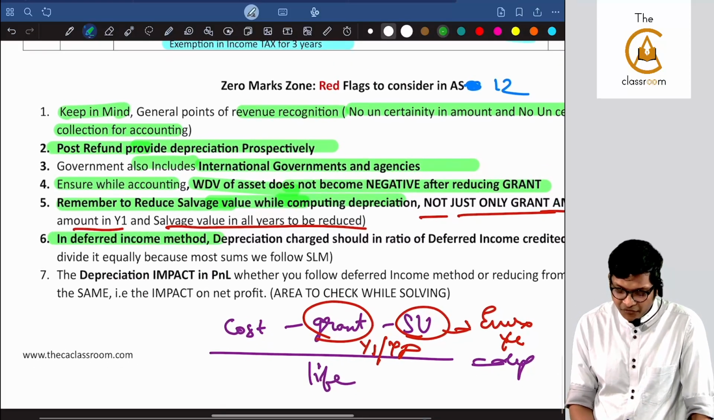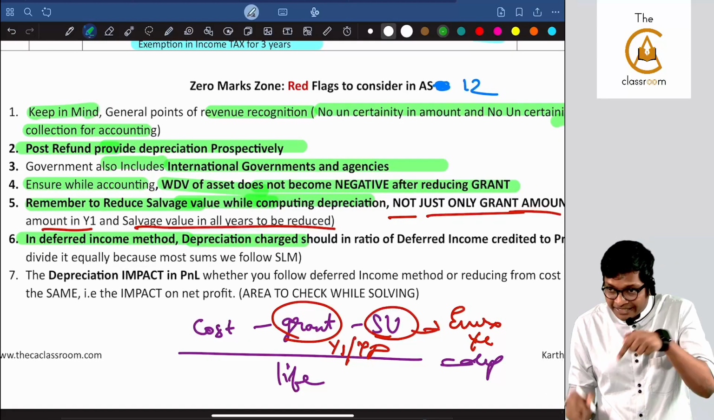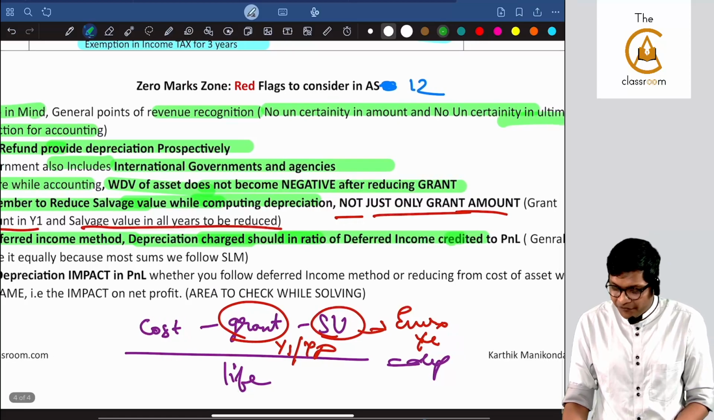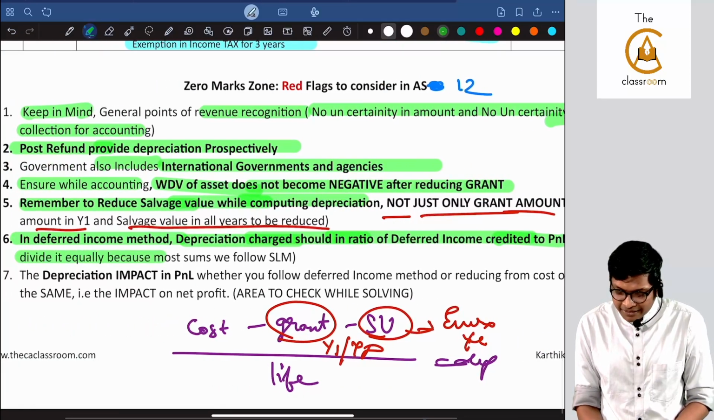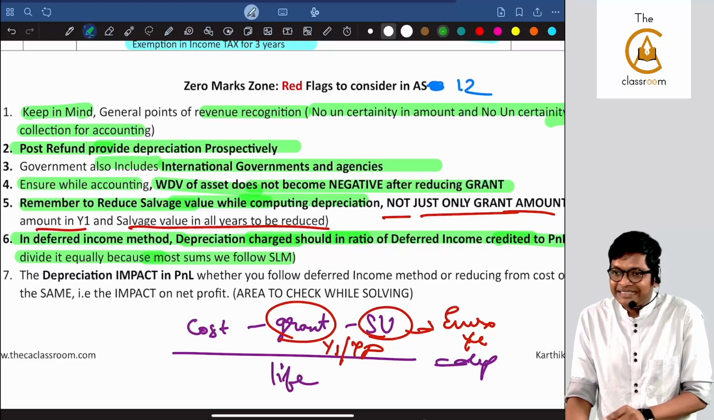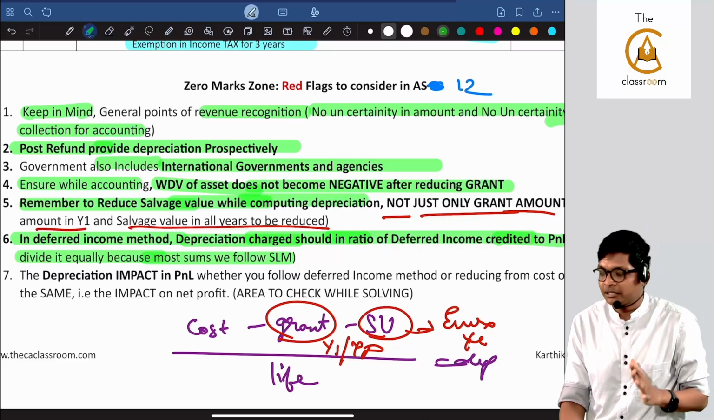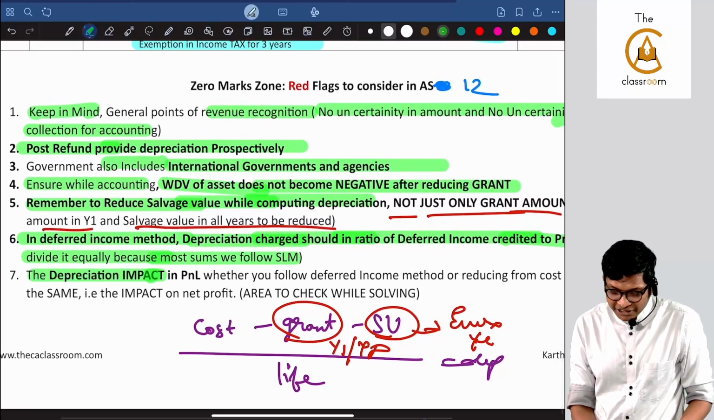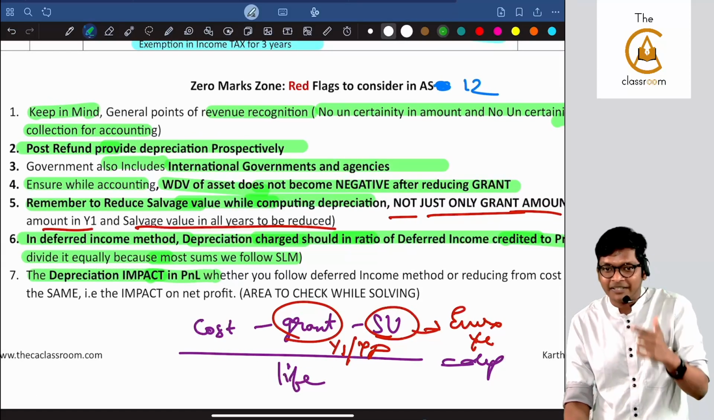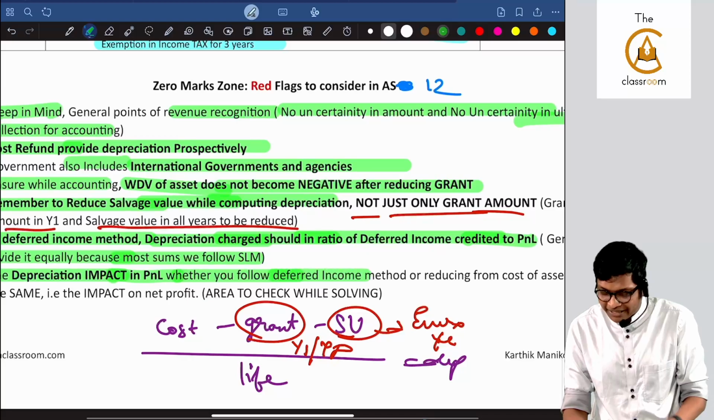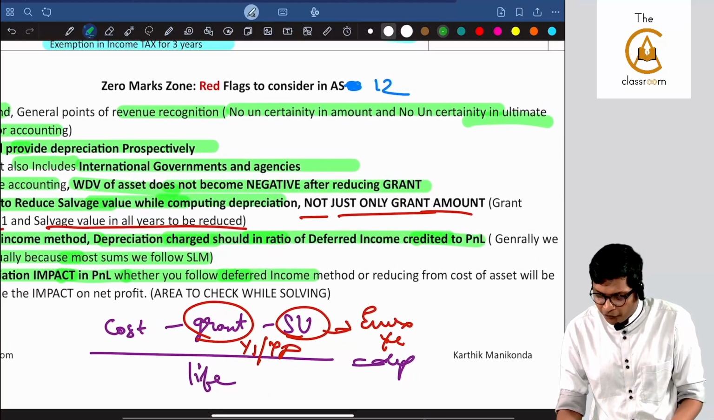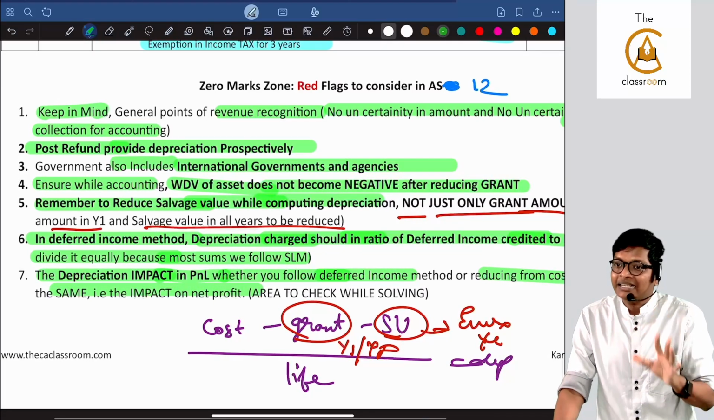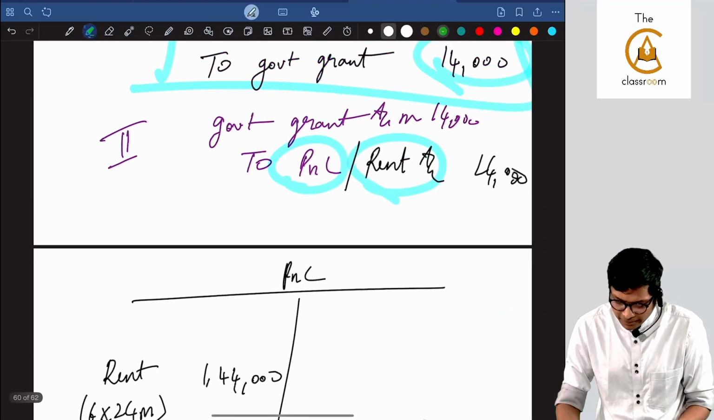Next, in the deferred income method, we discussed this whole thing. Depreciation should be charged in the ratio of deferred income credited to P&L. Generally we divide it equally because in most sums we follow SLM. Just now I showed you WDV in previous sums, where you apply the WDV rate. Lastly, the depreciation impact in P&L. This also I proved in the previous sums. Whether you are following deferred income or reducing from cost of asset, the impact will be the same on net profit. We saw that, guys, in many sums.